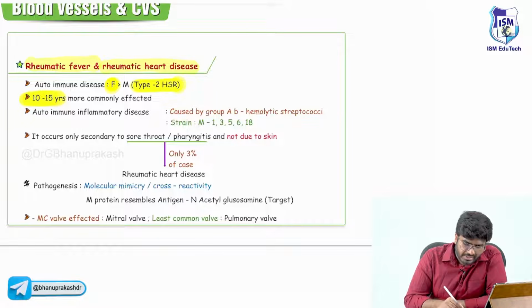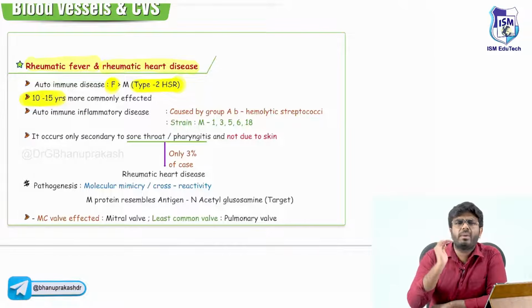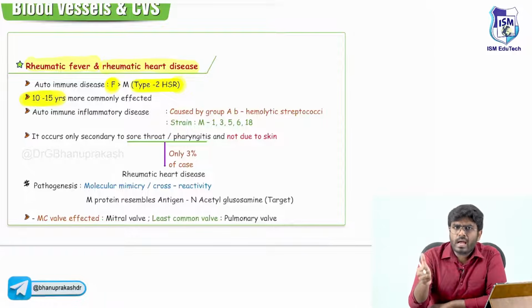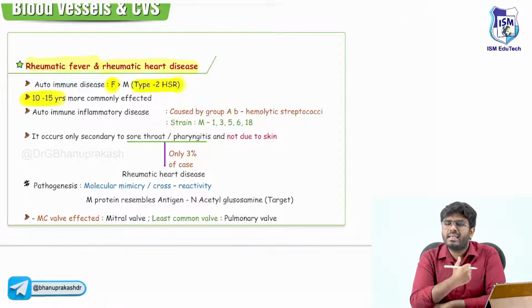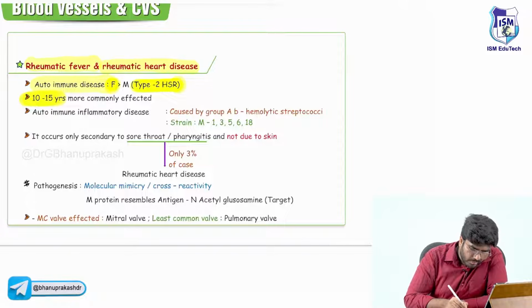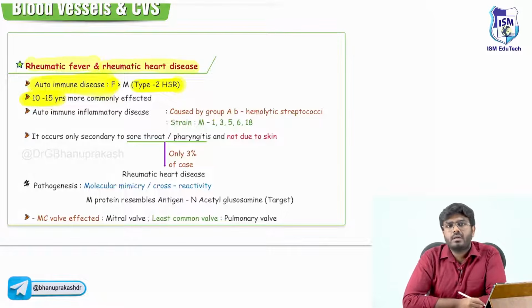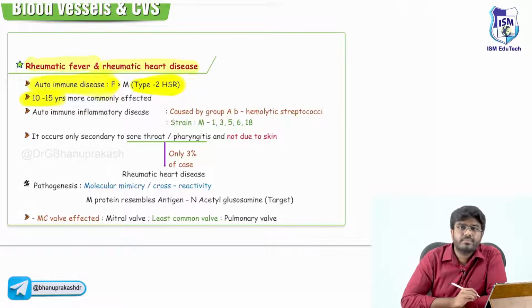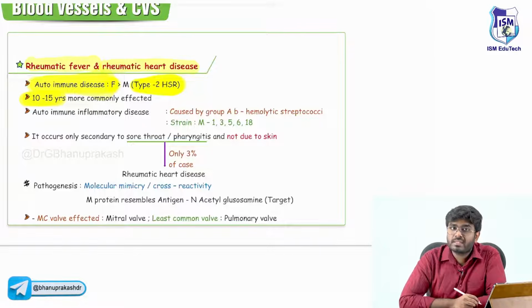It's an example of type 2 hypersensitivity reaction. We will go one by one in detail. First, general points I am telling you. Acute rheumatic fever is seen in females. What is this, sir? See, this is an autoimmune disease. All autoimmune diseases come under type 2 hypersensitivity reactions. Autoimmune diseases are most commonly seen in females. Which females? Children, sir. Children are going to be affected.